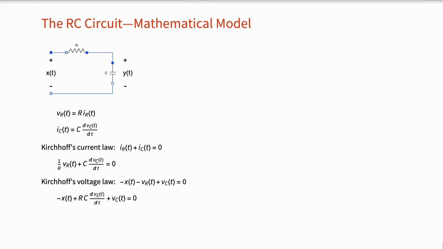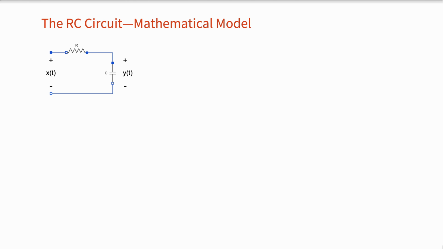VC, the output signal of the system, we already called that Y of t. So replacing VC with Y and reordering the equation into the standard form for differential equations, we have this first-order differential equation with constant coefficients for this circuit. The constant RC here is called the time constant of the circuit.